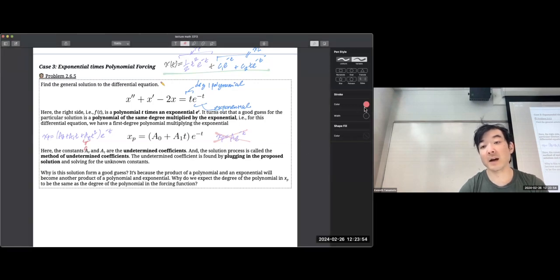So this means that I'm going to plug in a general first degree polynomial here. So I'll just say general first degree 1 polynomial.